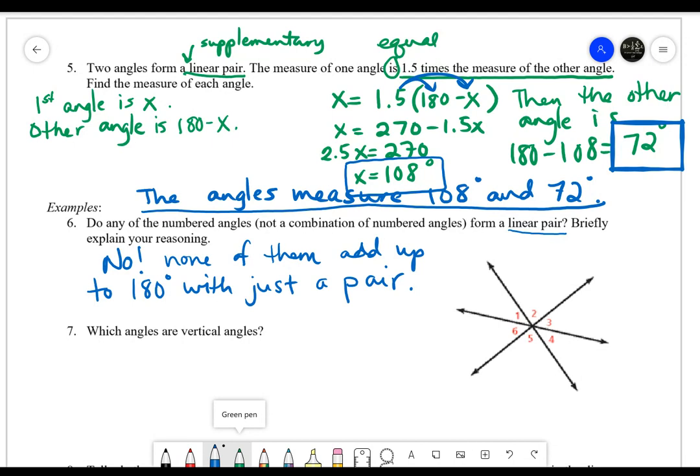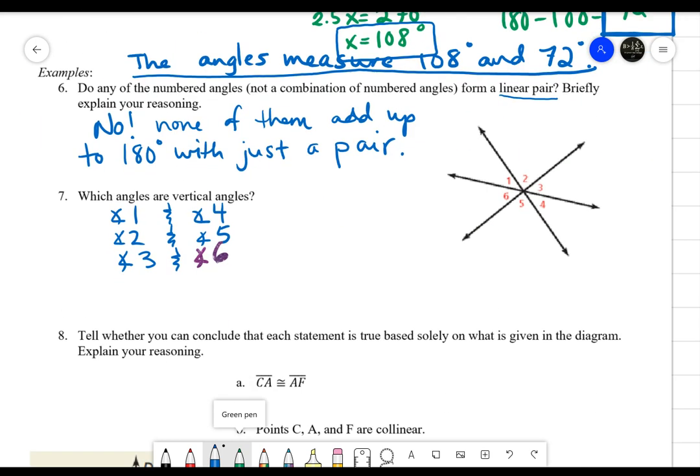All right, but now we're going to say which ones are vertical angles. So the ones that are directly across from each other, let's start with 1 and 4. Those are vertical. And then 2 is directly across from 5. And 3 is directly across from 6. Oh, look, my pen changed color.